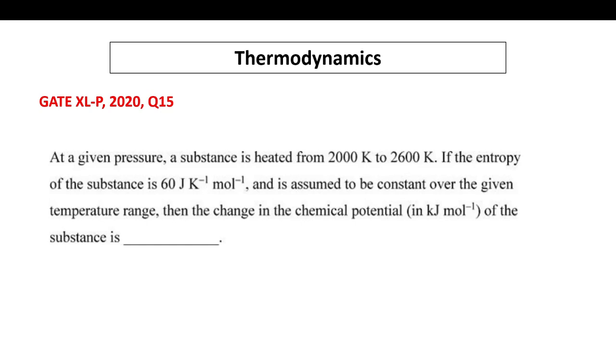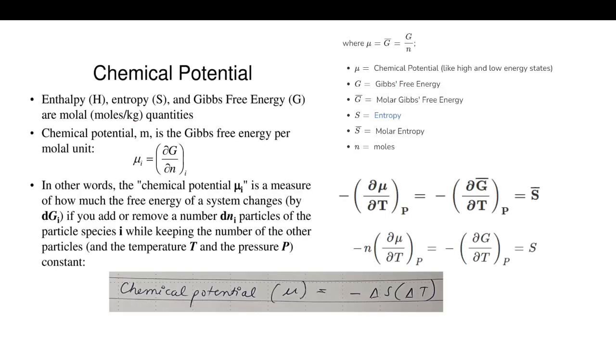To solve this question, you need to first know what a chemical potential is. Chemical potential can also be defined as the Gibbs free energy per unit mole. So, the change in Gibbs free energy per unit change in the mole of the substance is also called the chemical potential, denoted by mu. Mu is also sometimes denoted as G bar, where G is the Gibbs free energy divided by N, and N is the number of moles.